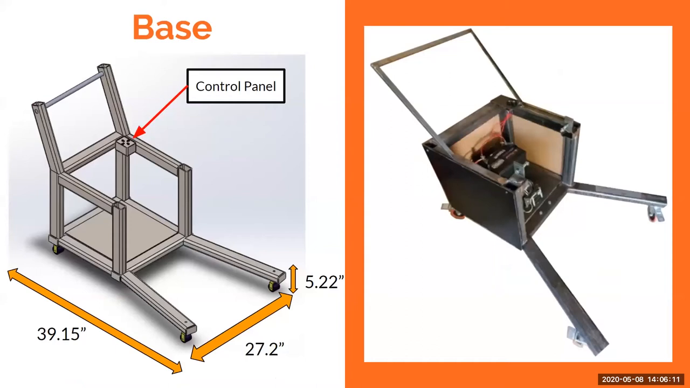Here you can see a 3D model and a photo of the lift's base. As you can see, the base houses the battery, the winch, and control panel for the system. On the pic, you can also note the bolts where the tower is mounted.